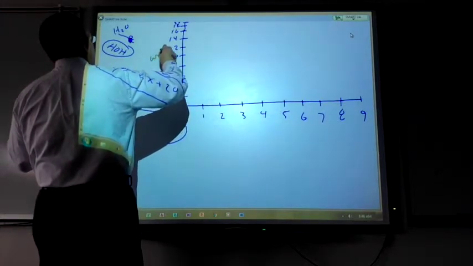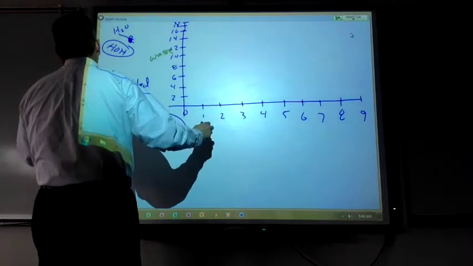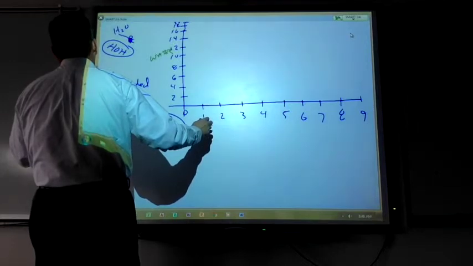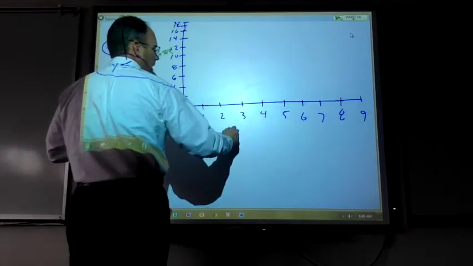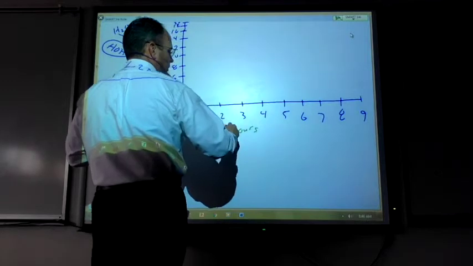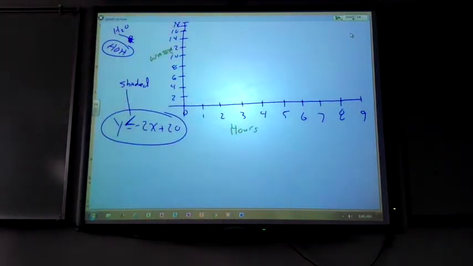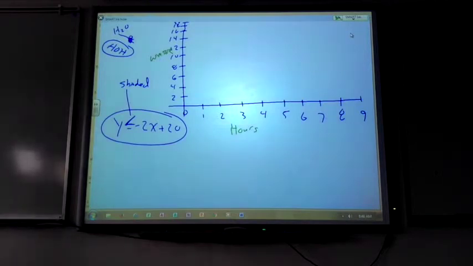Here's my water, and here is my water. And this is my amount of hours that I'm gonna backpack. Okay? This cat's gonna drink 20 pints of water during this outing.